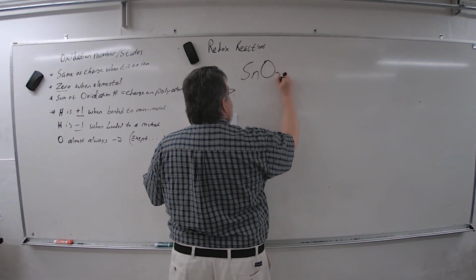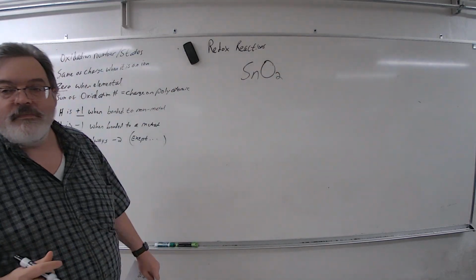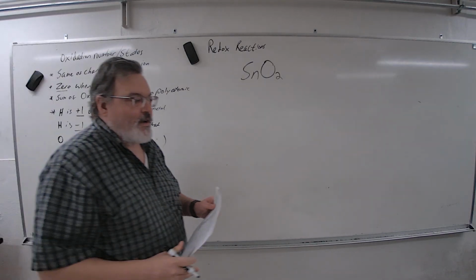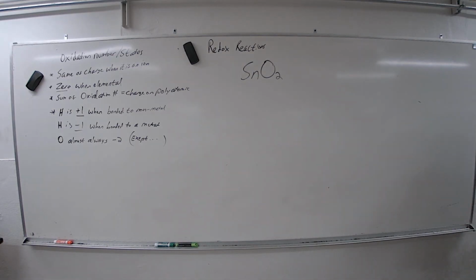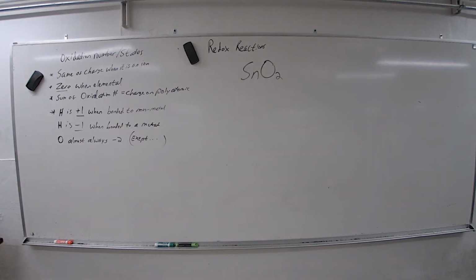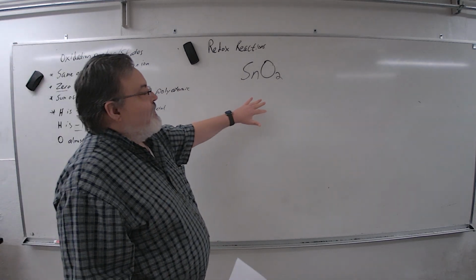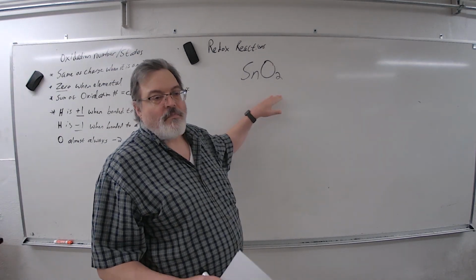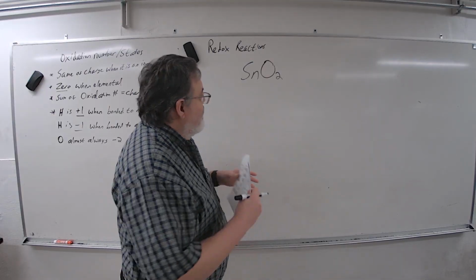SnO2. Is that an ionic compound? How do you tell if something's an ionic compound? The easy way to say it is, it's a compound that has metals and nonmetals. That's a metal, that's a nonmetal. That's how you know they're charged.